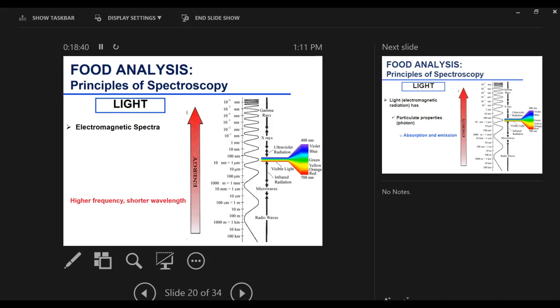So here's what I want to remind you: higher frequency, shorter wavelength. So when you see many oscillations in a unit of length, that means you have more frequency. So the energy increases as wavelength decreases, and you have more frequency. Okay, so you go from gamma radiation, X-rays. This is the area most relevant to us in food analysis. Ultraviolet radiation, visible light, infrared radiation. So this region is where most of the analyses happen.